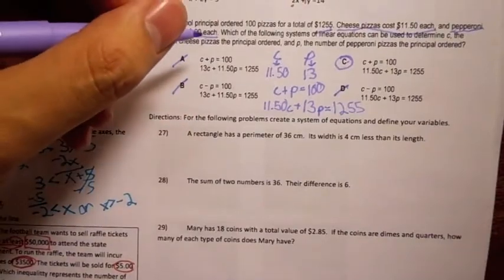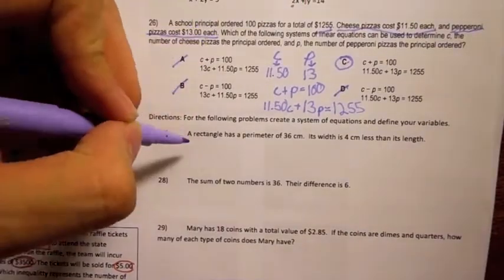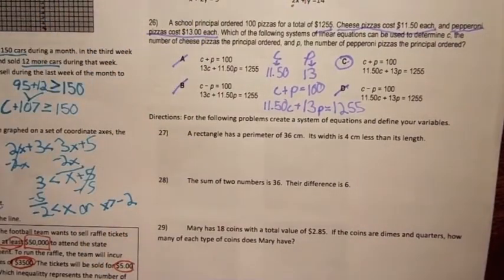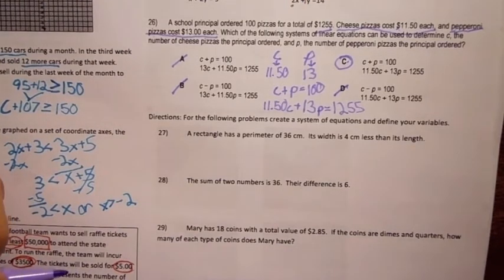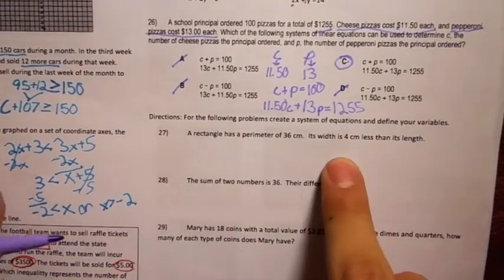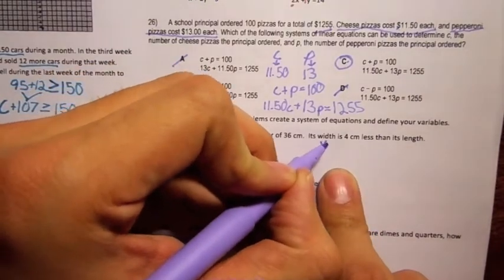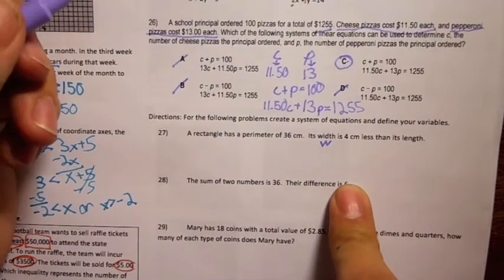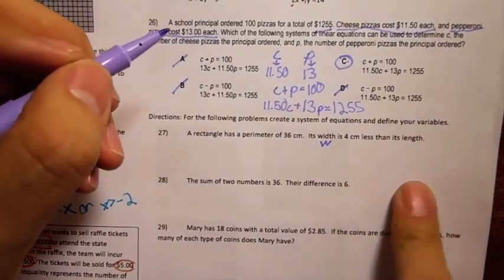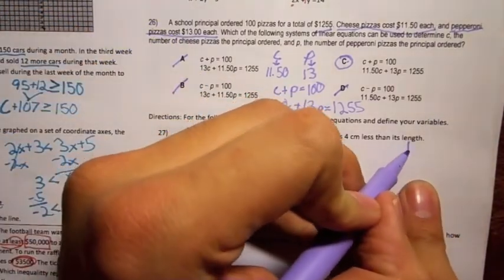If a rectangle has a perimeter of 36 centimeters and its width is 4 centimeters less than its length. So what we have to do for these next set of problems is create a system of our own and define what the variables are. So for this problem, the variables are stated here in the problem. We have width, which we'll just represent with W because, well, width starts with W. Let's just keep things simple and straightforward. And length, which we'll just designate with L.